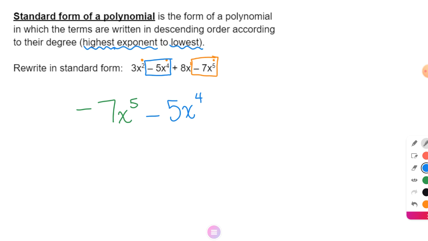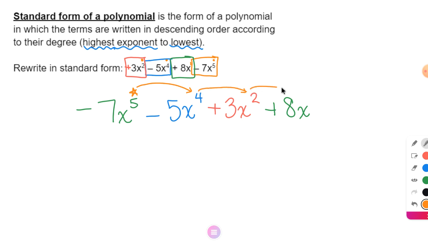5, 4, 3, I don't have any exponents of 3, but I do have a 2. So that 3x squared, now there's no term in front, so we know that's really a positive, so plus 3x squared. And then the last term is simply 8x, so plus 8x. Okay, that's standard form. As I look at my exponents, we're starting with the highest, 5, and we're going down to 4, and then 2, and then 1. That is standard form.